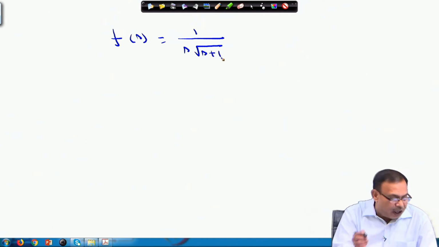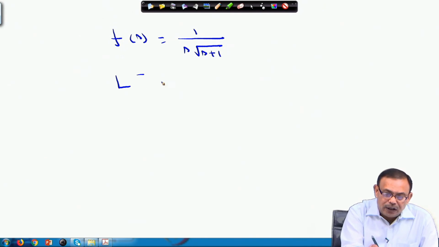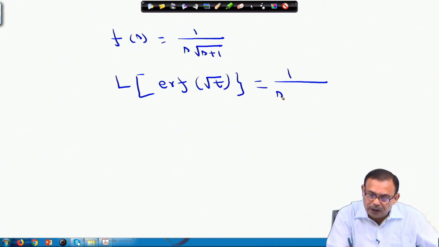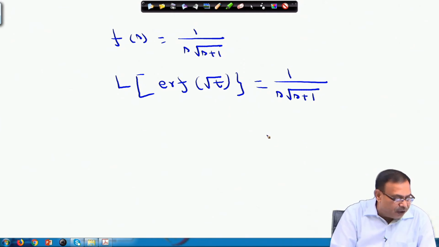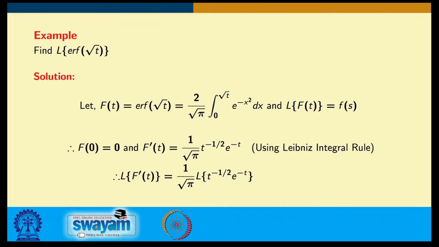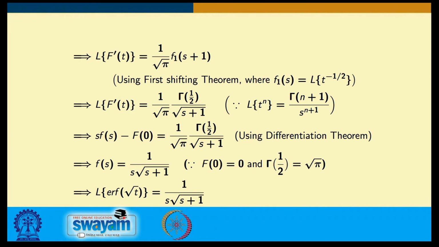So, since I obtained the f s, I can tell that the Laplace transform of ERF of root t is equal to 1 by s into root over s plus 1. So, the Laplace transform of ERF of root t is equal to 1 by s into root over s plus 1. So, quickly if I go through this, I am just finding out f 0 and f dash t. From there, using the theorems, I am getting the Laplace transform of f dash t as f 1 of s plus 1.